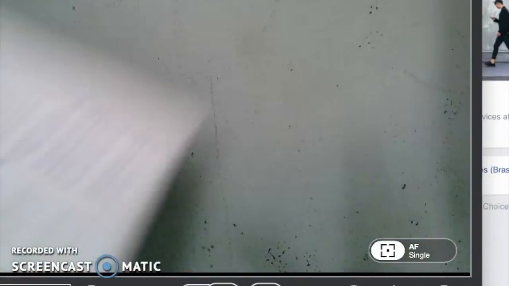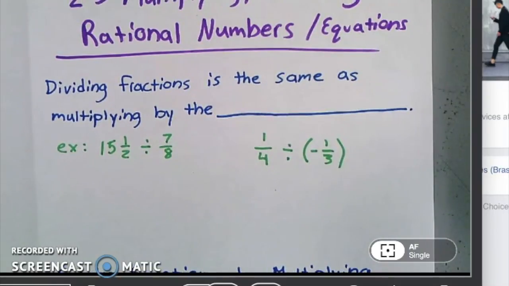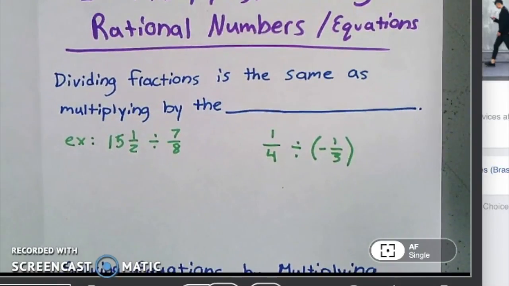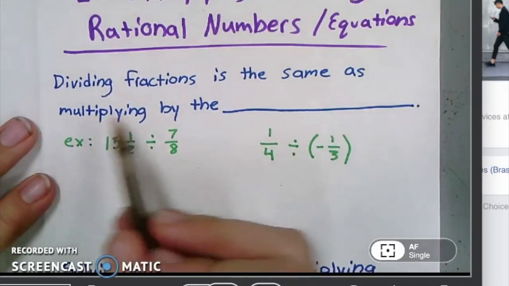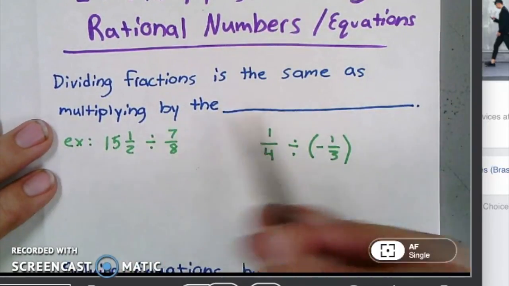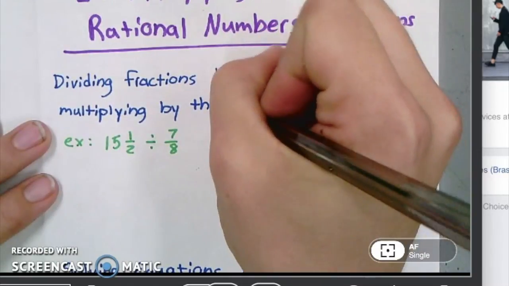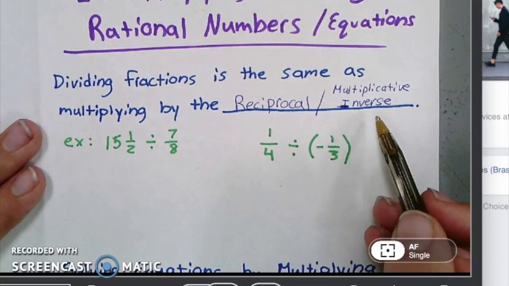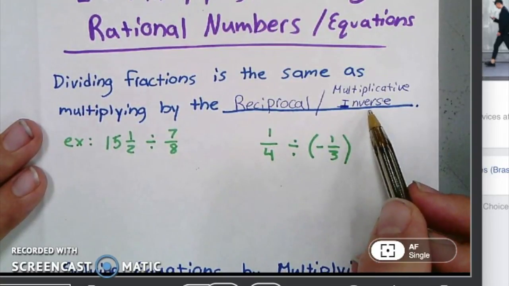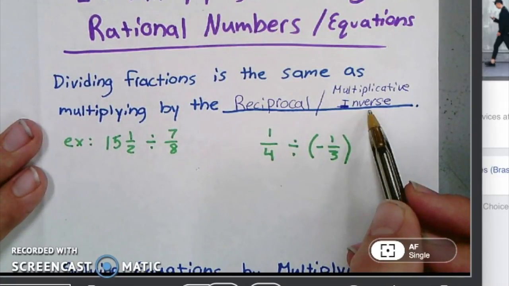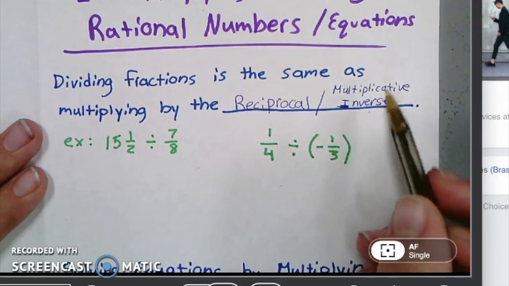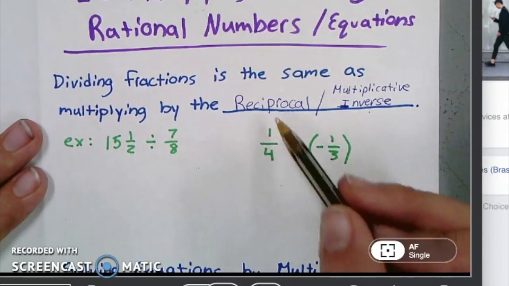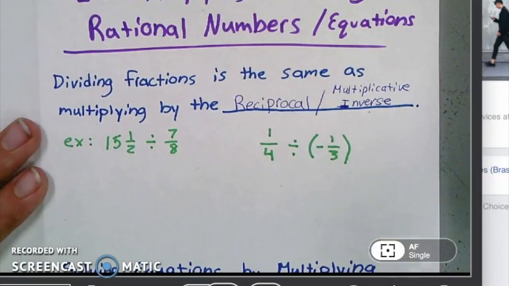Now what's really cool is now we are going to be learning how this can help us to solve equations. So first, here we go. Dividing fractions is the same as multiplying by the reciprocal. Remember, the additive inverse was the opposite of the number. So the additive inverse of 2 is -2, or the additive inverse of -3 is 3. The multiplicative inverse, we're talking about the reciprocal. We're flipping it.